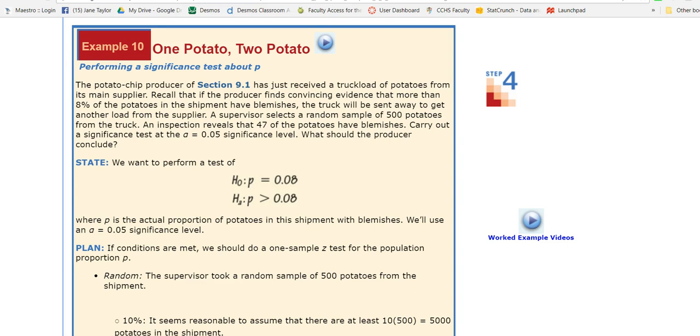So we want to perform a test where the null hypothesis is that the proportion of blemished potatoes is 8%, but our alternative that we're trying to find evidence for is that the proportion is greater than 8%, where p is the actual proportion of potatoes. We check the conditions and so forth, and they're all met, so I'm not going to go through that part of it, but I want to look at how you do this on the calculator.